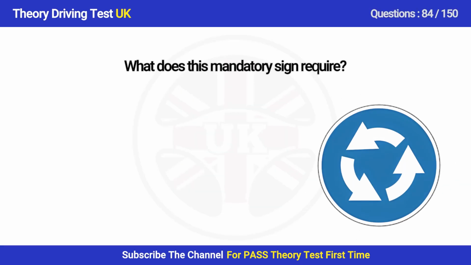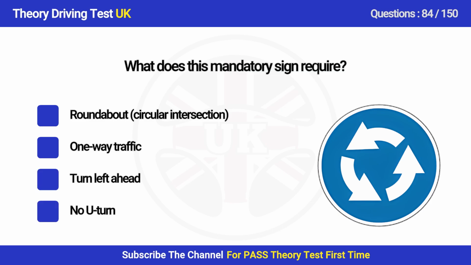Question 84. What does this mandatory sign require? A. Roundabout circular intersection. B. One-way traffic. C. Turn left ahead. D. No U-turn.